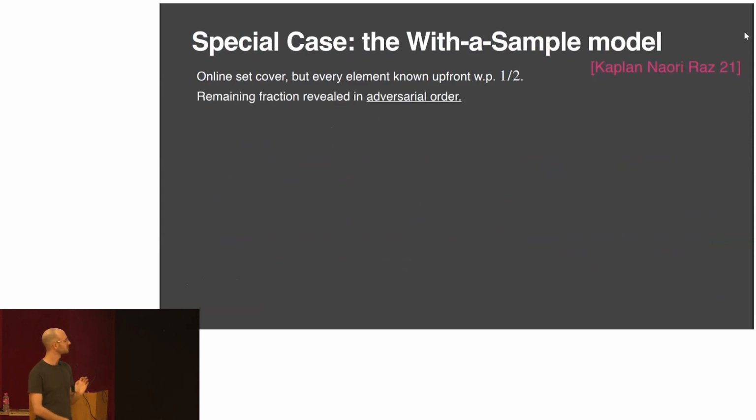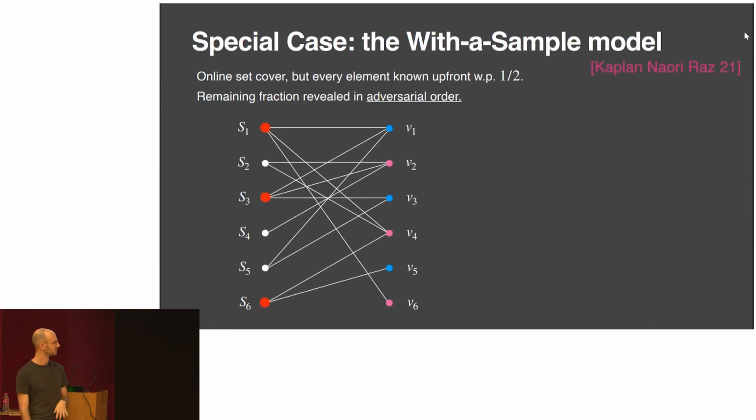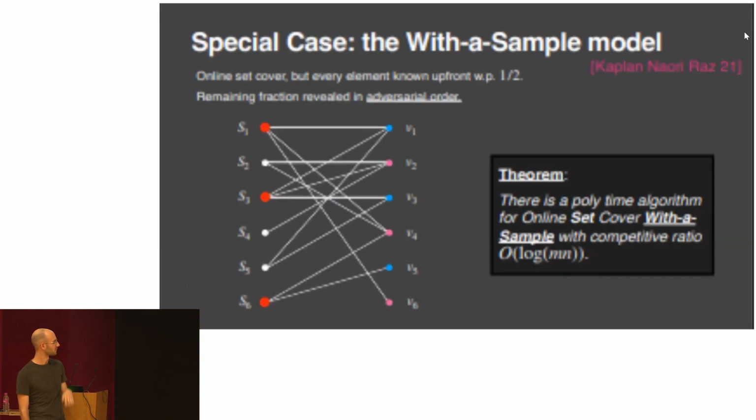So let me do this in a picture. The remaining half is revealed in adversarial order. So this is the online set cover game. We have our bipartite graph. We know the left-hand side. Half of the elements are known to me in advance, uniformly at random. And then we maybe cover them, and then the remaining half is revealed in adversarial order. So this element shows up, it's already covered. This one shows up, it's already covered. This one shows up, it's not covered. I'll buy a set to cover it. Is the model clear?